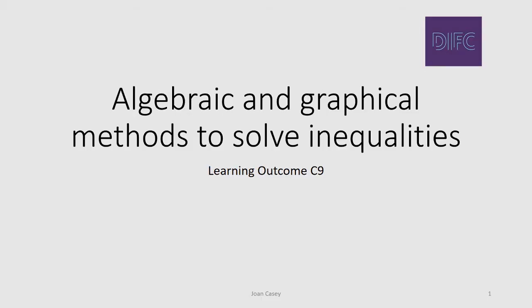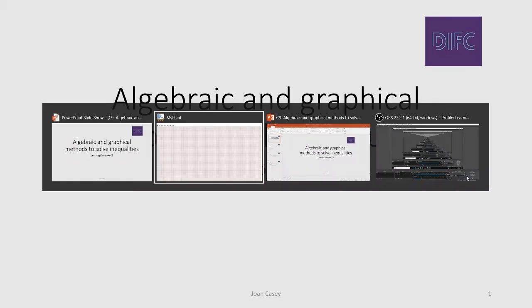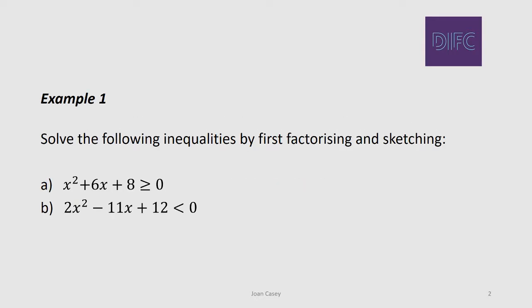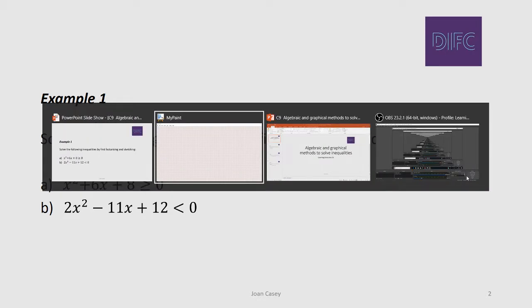Okay, in this video we're going to look at some algebraic and graphical methods to solve inequalities. The first example we'll take a look at is solving these inequalities by factorizing and then sketching. So example A, x squared plus 6x plus 8 is greater than or equal to 0. And we'll take a look at that one first.